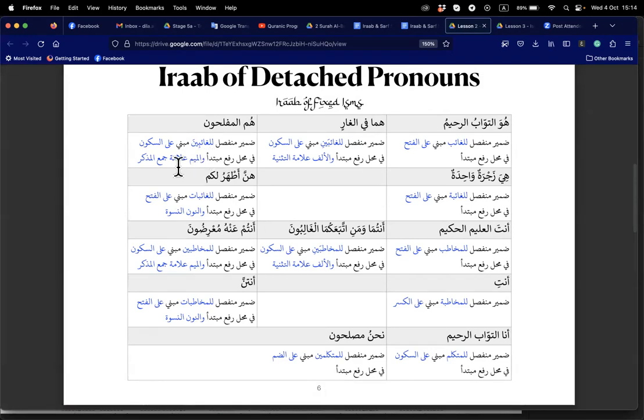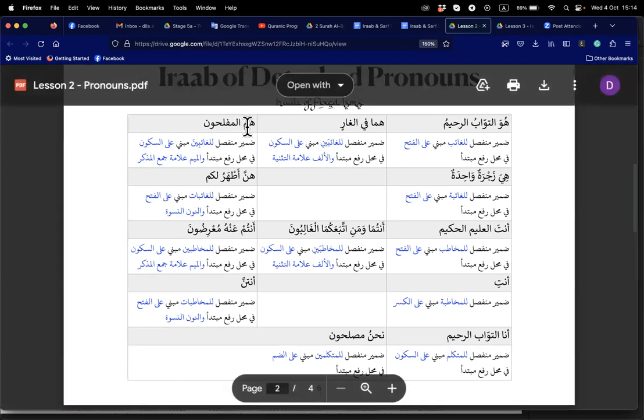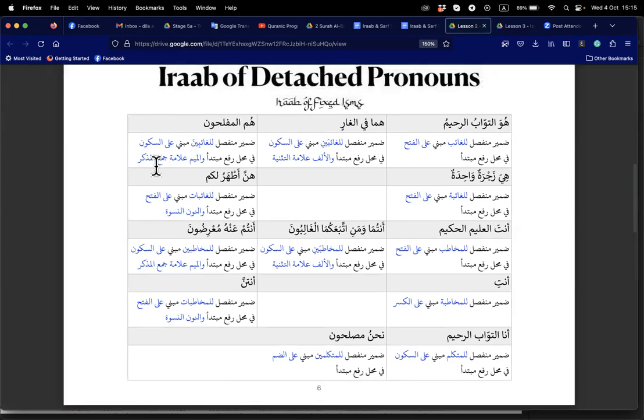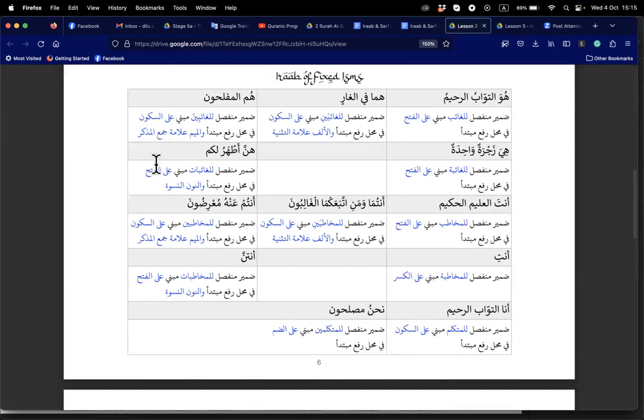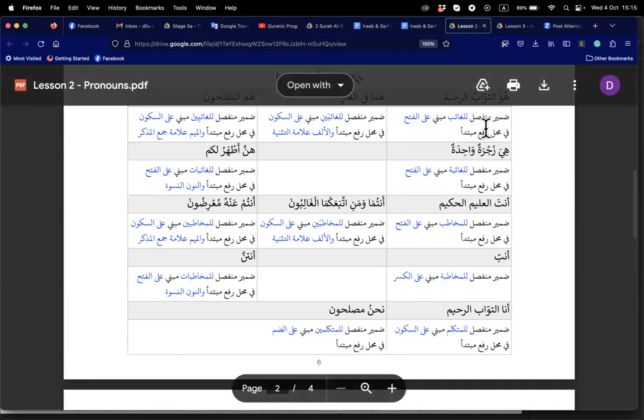And then the mim is a sign of masculine plural. So they're saying that this mim is a sign of that basically. But you don't have to do all that. All the blue ones is just for additional information. We can suffice with the rest, the black ones.